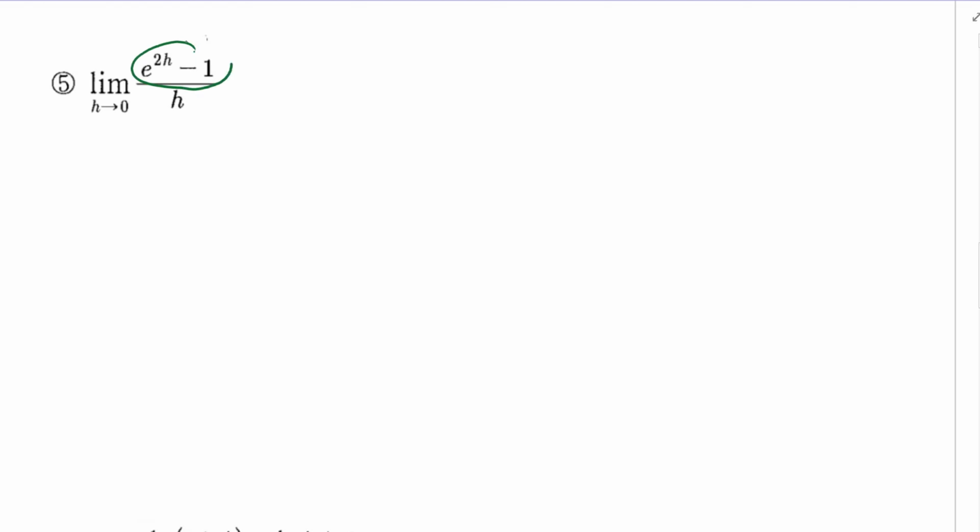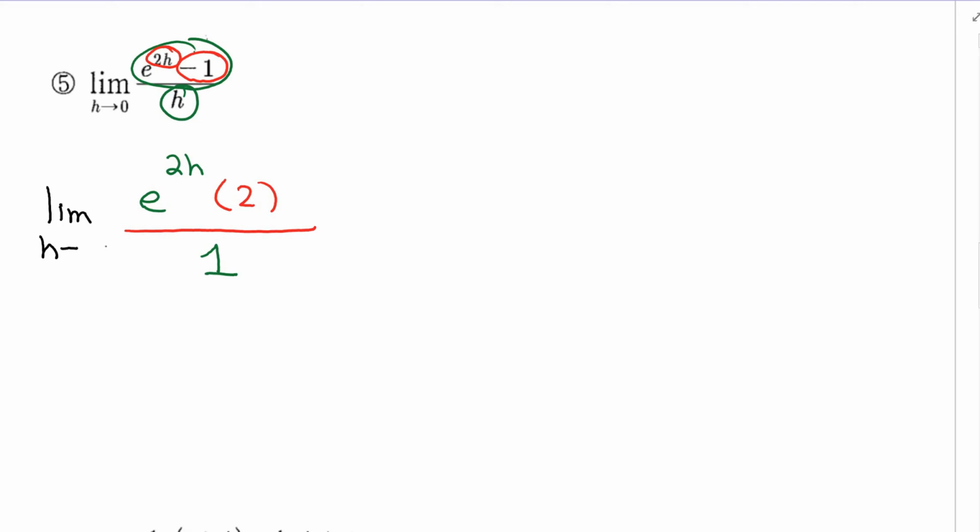The derivative of the numerator here, 2 to the power of e to the power of 2h. Well, the derivative of that will be e to the power of 2h times the derivative of the power, which is just 2. And then the derivative of negative 1 is just 0, so that's it for the numerator there. And then the derivative of the denominator here, the derivative of h is just 1. So this will be the limit as h goes to 0. And then you can go ahead and do a direct substitution step here. So plug in 0 for h there.